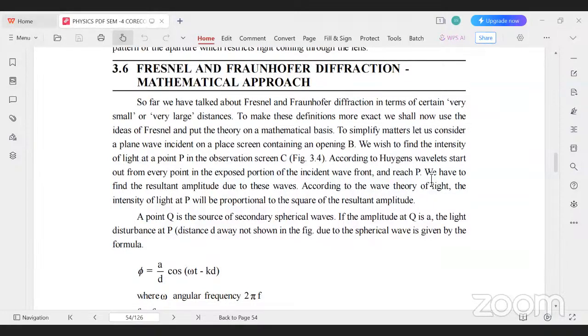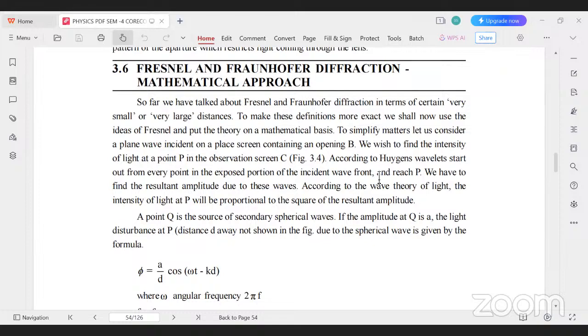We have to find the resultant amplitude due to these waves. According to the wave theory of light, the intensity of the light. Why do we stress intensity? Because when light is passing through a material, propagating and coming out as an output, the intensity of the light is very, very important.